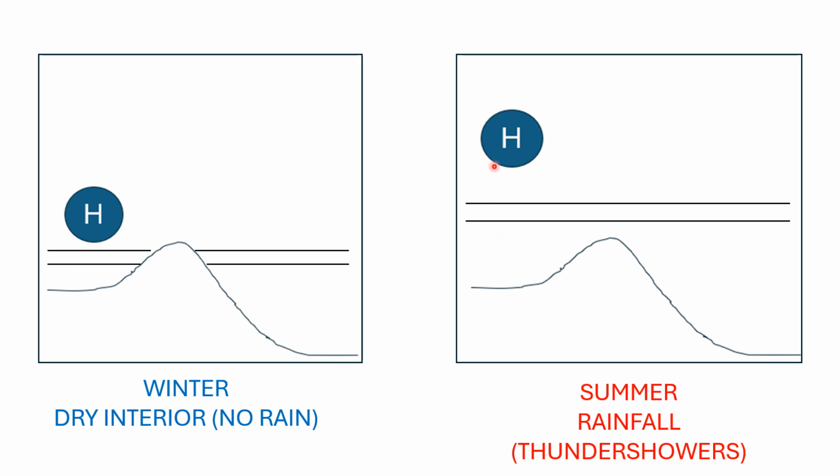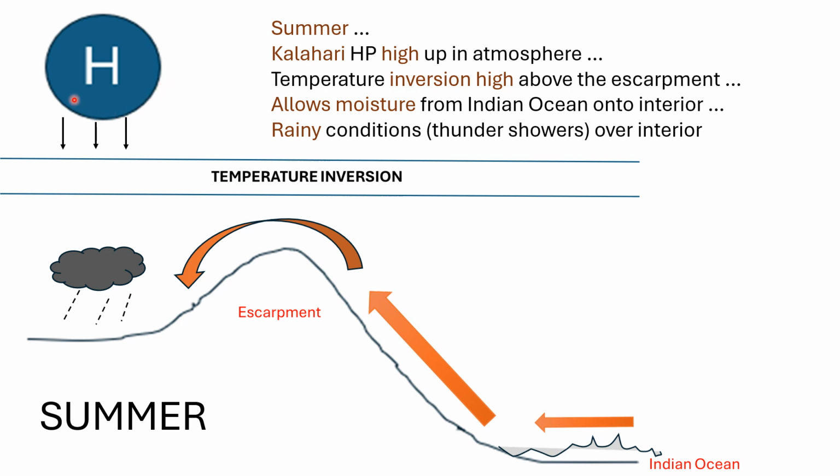This inversion layer is created by subsiding air or sinking air that's associated with the Kalahari high pressure, and when this air sinks, it warms up and becomes compressed to create the inversion layer that is associated with the Kalahari high pressure cell. Just a reminder that the Kalahari high pressure, like all other high pressure cells, is characterized by sinking air. That sinking air warms up as it sinks towards the Earth's surface. Once that sinking, warming air becomes compressed, you have the formation of a temperature inversion, and in this layer of air, we're going to find that the temperature increases with an increase in altitude. However, the air below it is slightly cooler.